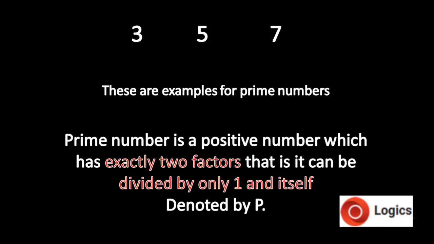Prime number is the positive number, which has exactly two factors, which means it can be divided by only one and itself, and it is denoted by the letter capital P.